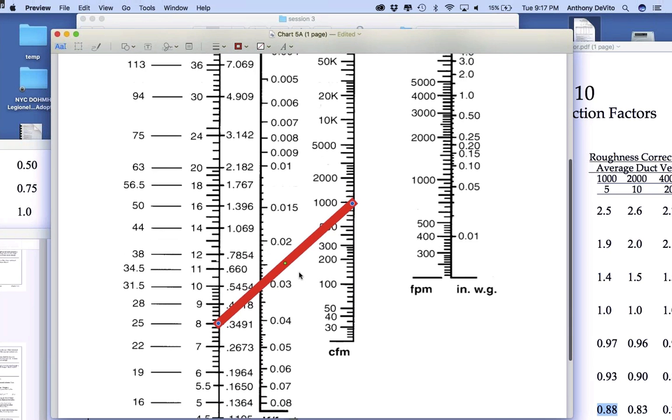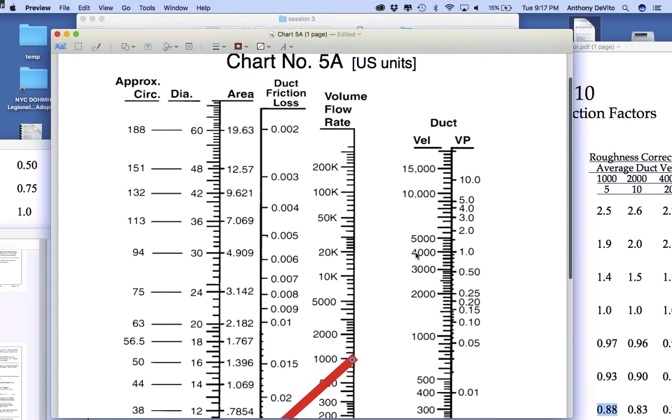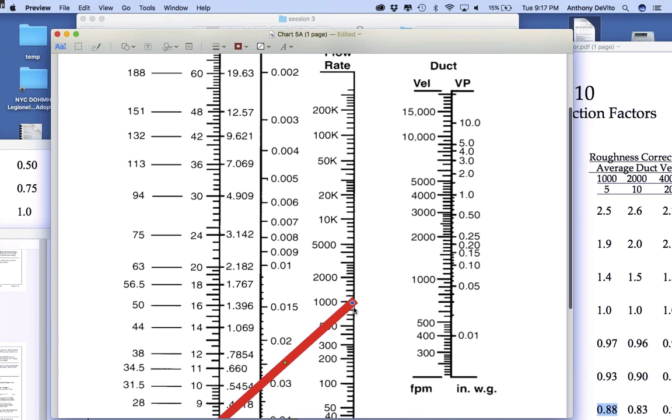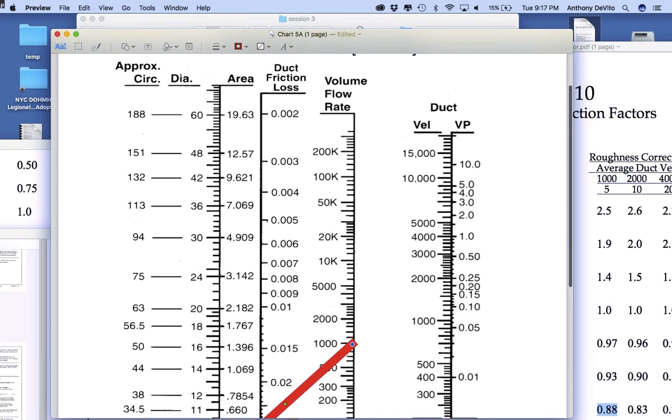Now I'm going to give you another dirty little secret. Let's look over here: velocity and VP. We already know the flow rate is 1,000. So if I extend this line, what does it tell me the velocity is? 3,000 feet, what? Oh, what did they give us, Q or the velocity?